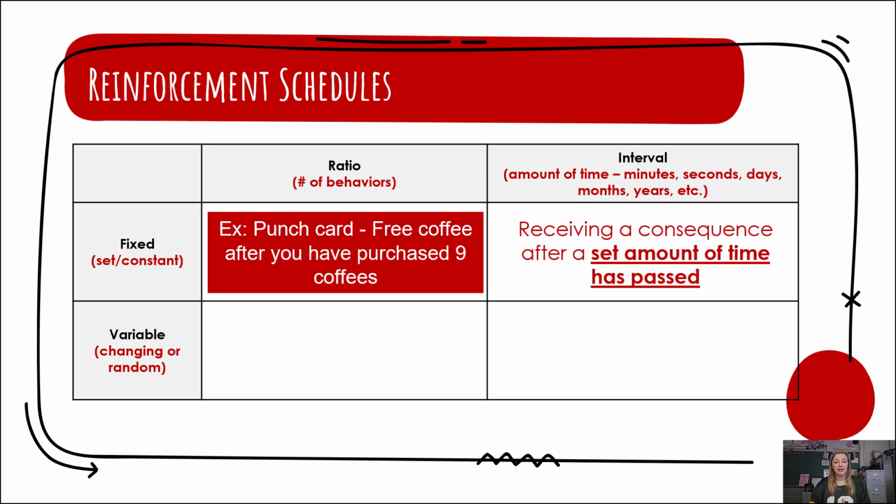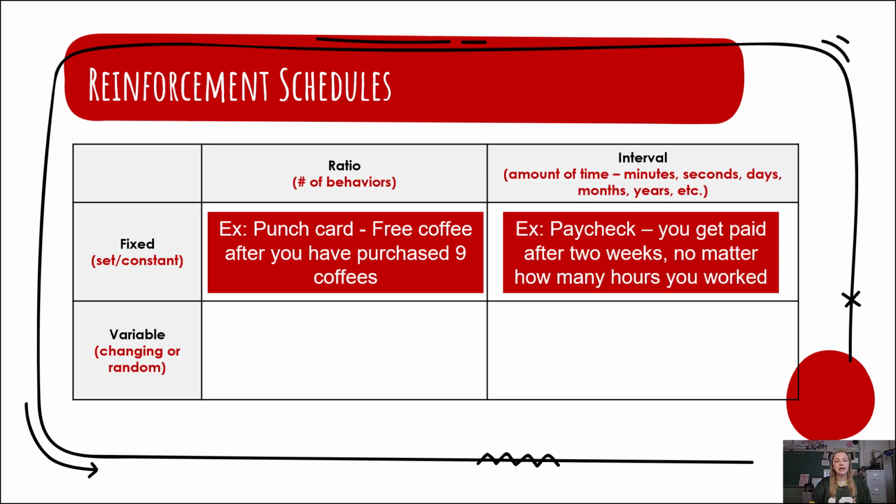Fixed interval, on the other hand, is going to be receiving a consequence after a set amount of time has passed. For example, your paycheck. You get paid after 2 weeks, no matter how many hours you've worked. That set amount of time of 2 weeks is going to pass before the consequence happens.